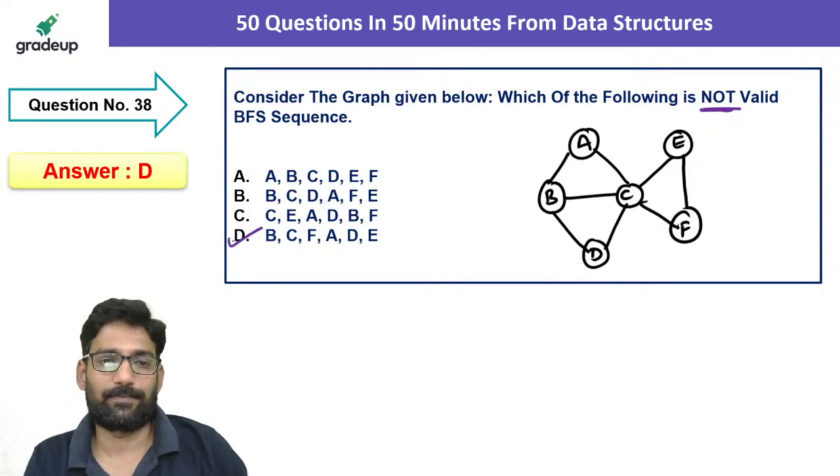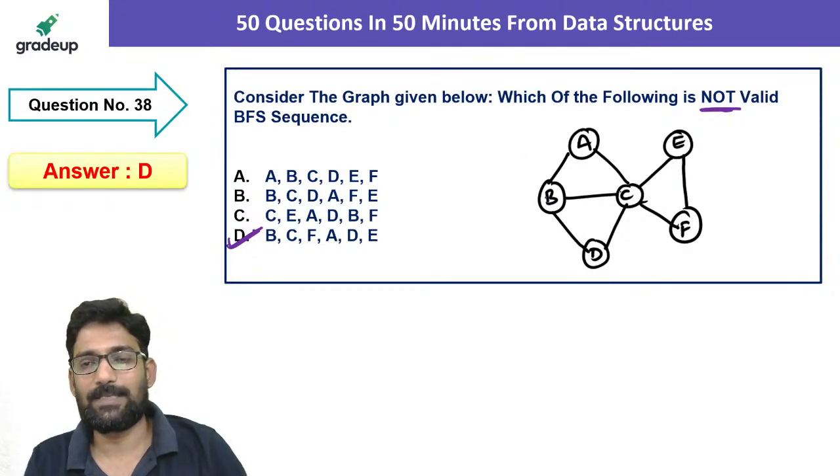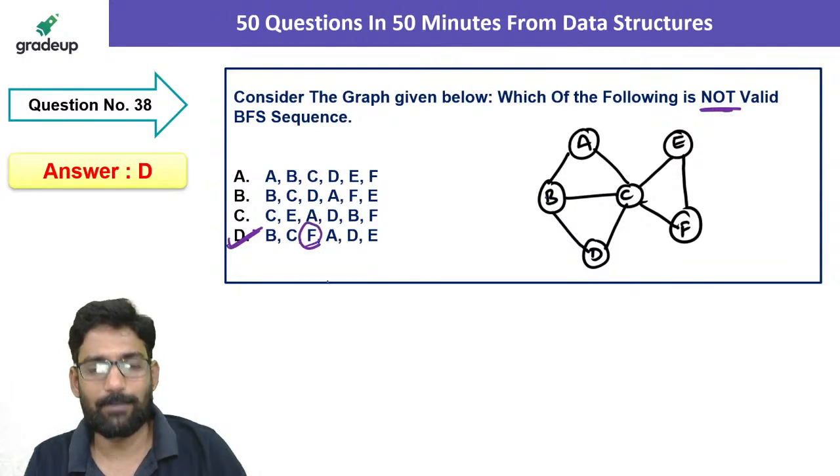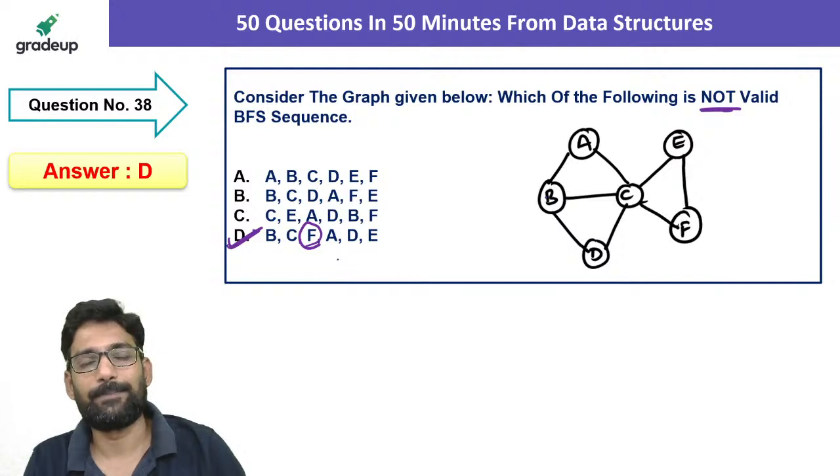Yes, it is not a valid BFS sequence. Why? You start with B, sibling should be covered. B, C, F. How F will come before A and D? So that's why it is not valid.